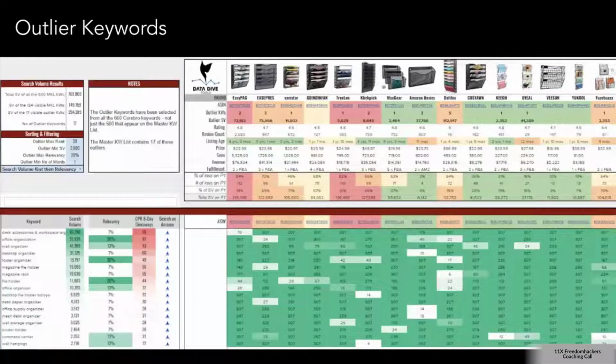Okay, so let's go to these outlier keywords. What are outlier keywords? It's a keyword with high search volume, so there's high relevancy, but it's only utilized by 1 to 2 competitors. So, for example, let's take a look.